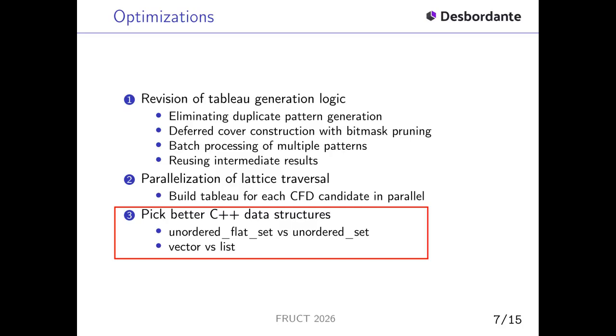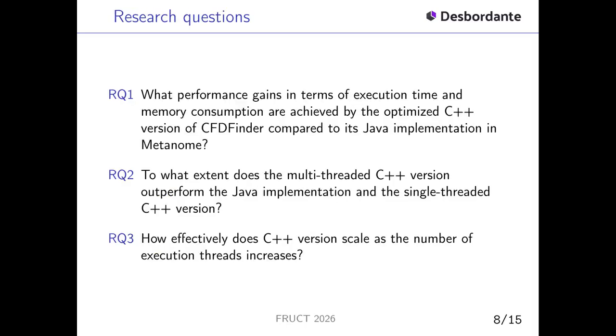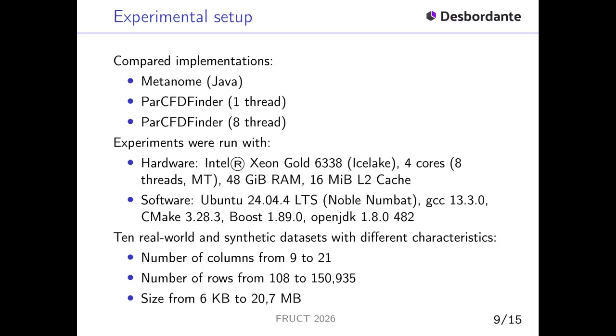In our paper, we investigate the impact of our optimizations on the algorithm's execution time and memory usage. We also study the scalability properties of the algorithm. For your convenience, the research questions are displayed on the screen. To address the research questions, we conducted a series of experiments using three implementations: the original Metanome implementation in Java, the optimized Desbordante implementation, and its multi-threaded version.